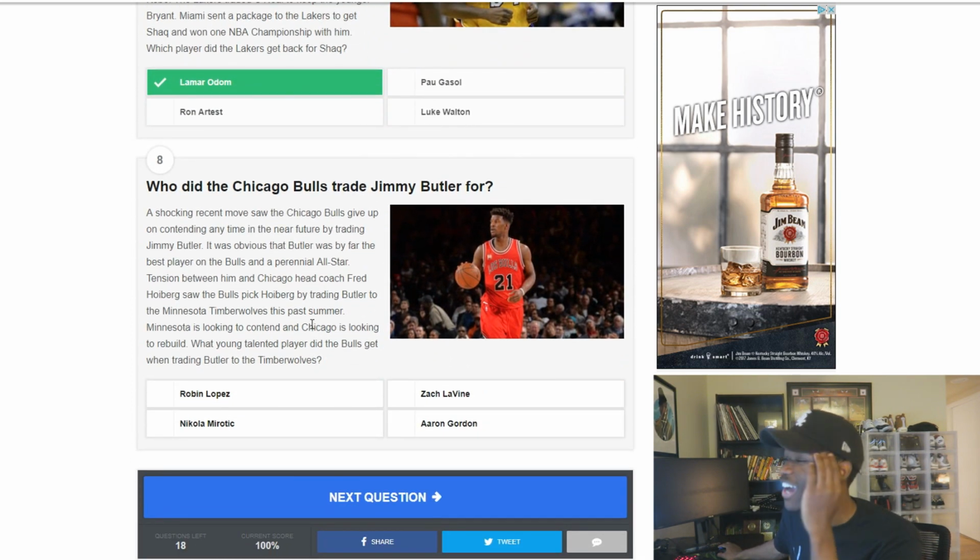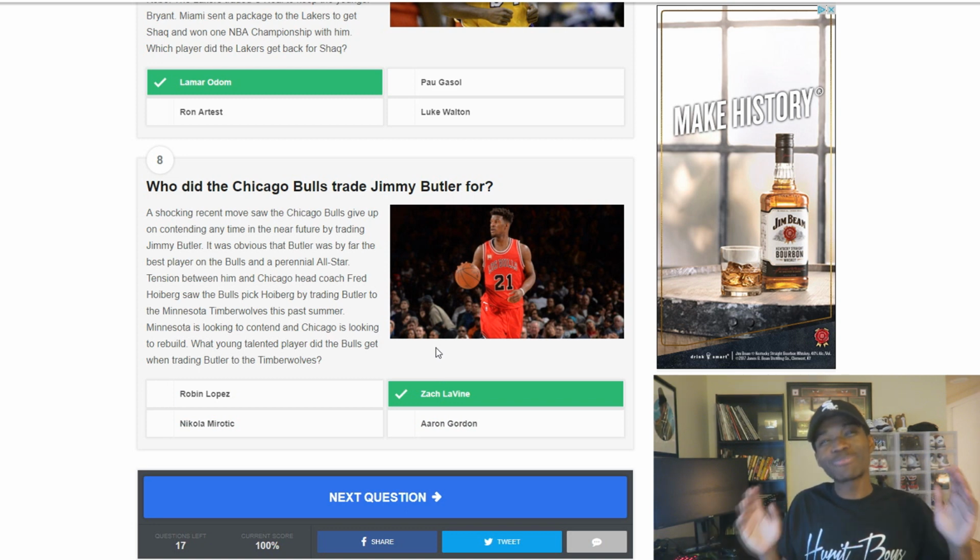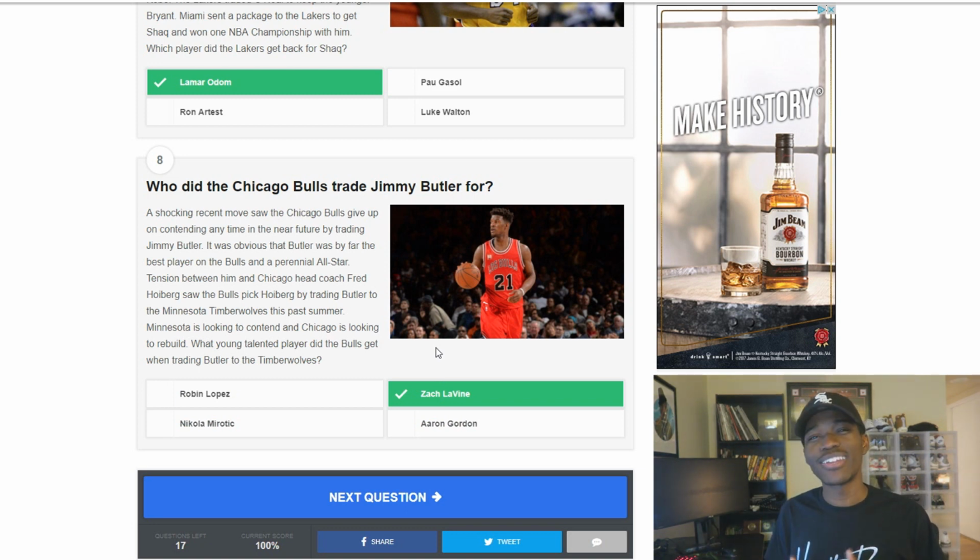Who did the Chicago Bulls trade Jimmy Butler for? Zach LaVine. And yo, when this trade happened, I was upset. Of course, we just traded a superstar in Jimmy Butler for players that I didn't know much about. Well, Chris Dunn and Zach LaVine had only been in the league for a little bit. And then we drafted a guy in Larry Markkanen that I didn't know much about. So in the moment, I was like, man, it's not a good trade.